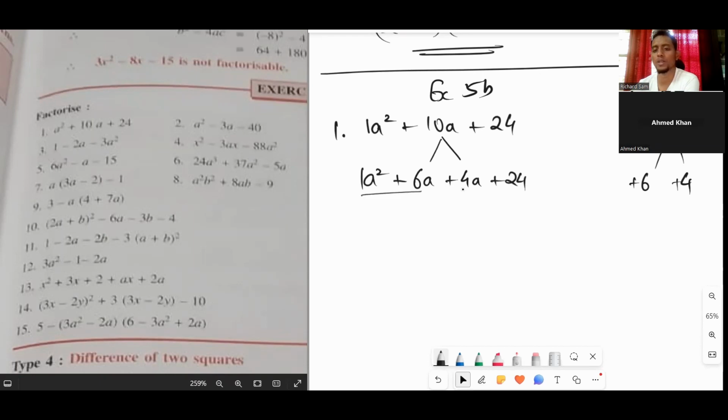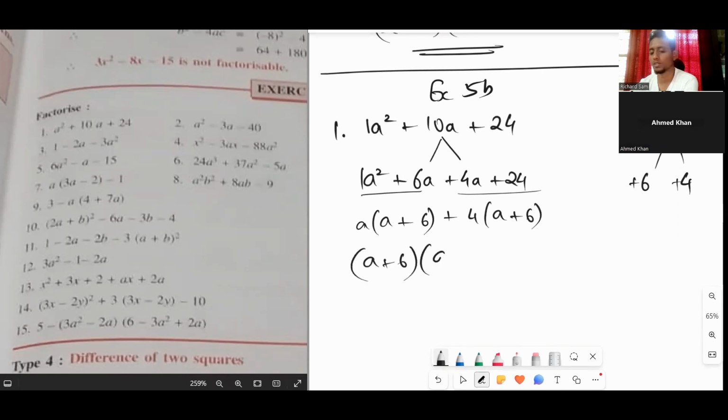Okay, now we regroup and do same like before. So don't need to rearrange. Okay, it's already in order. Okay, what's common in the first two terms? a into a plus 6. Next, 4 into a plus 6. Now what is common here? a plus 6 into remaining a plus 4.